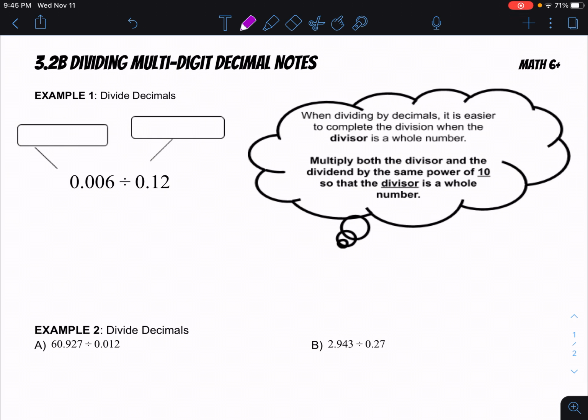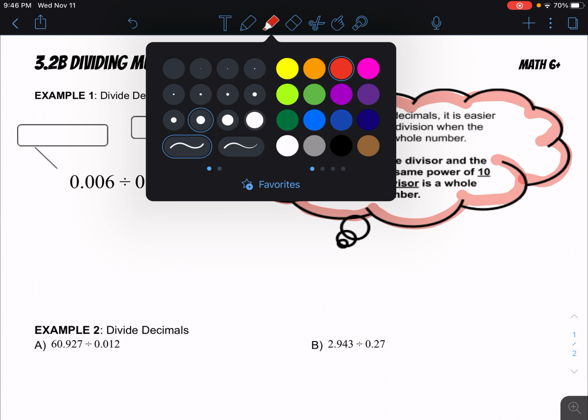Hey everyone, today we are going to be dividing multi-digit decimals. So in this cloud over here, it gives you some important information about being able to divide a decimal by a decimal with multiple digits. So it says when dividing by decimals, it is easier to complete the division when the divisor is a whole number.